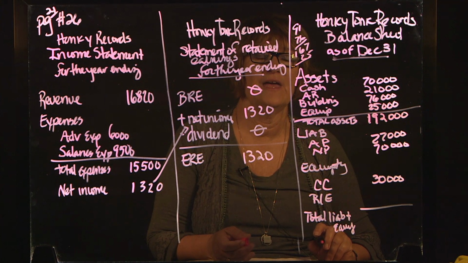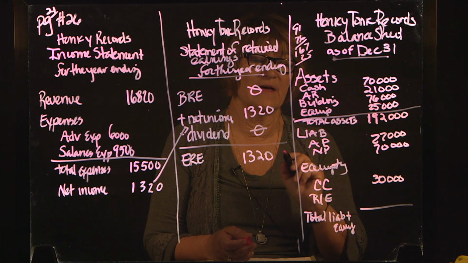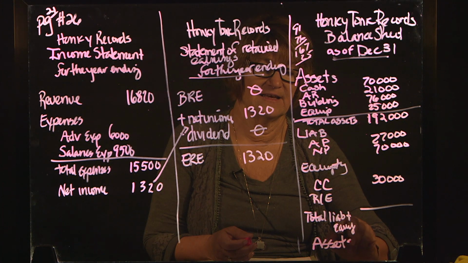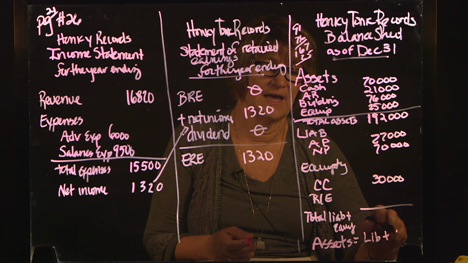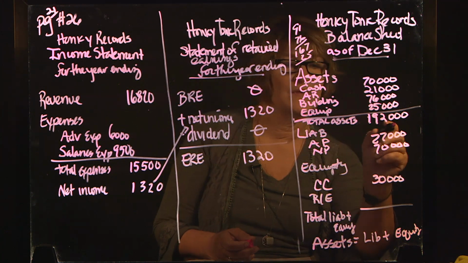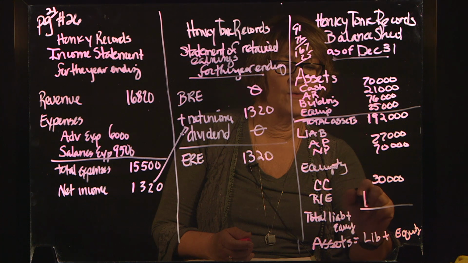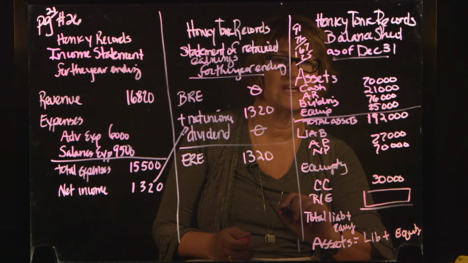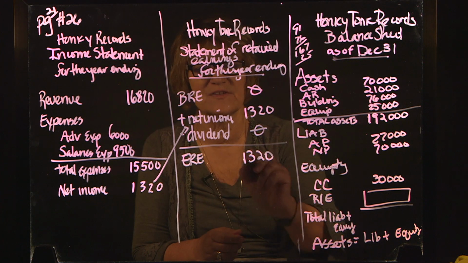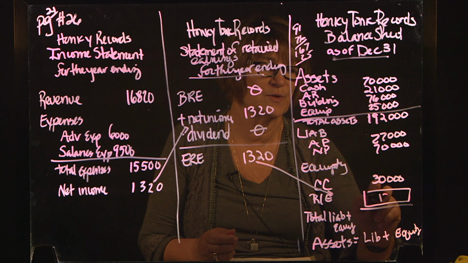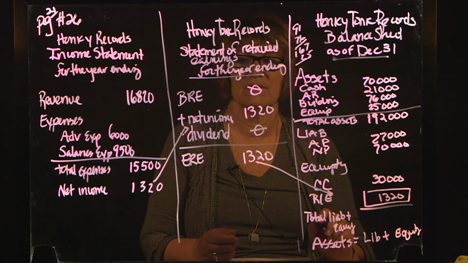192, okay? So what we know, based on the formula for a balance sheet, which is assets equal liabilities plus equity, okay? So we're going to add these up. Here we have 77,030, but what we don't have is they didn't give us retained earnings. And that's because we have to get it from the statement of retained earnings. So we're going to put 1320 here, okay?